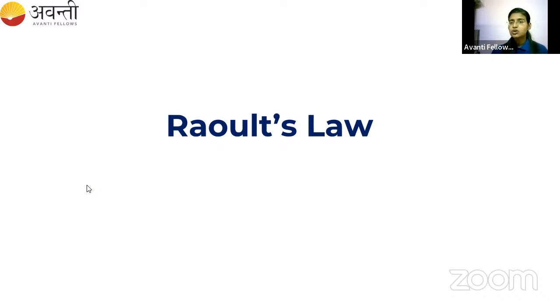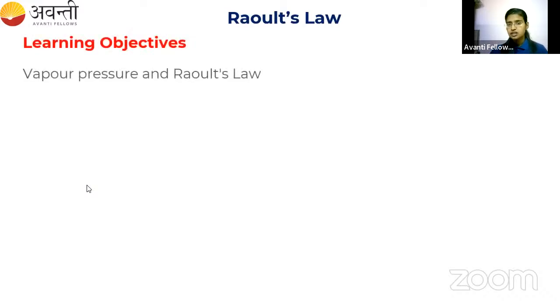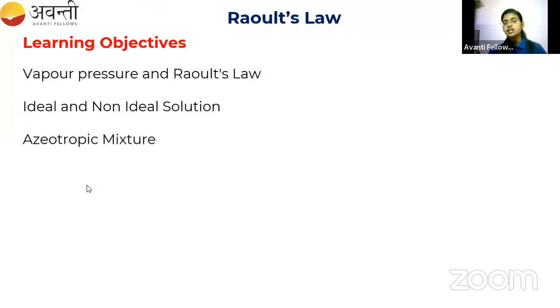So this solution lesson is actually a physical chemistry lesson. There will be some concepts, some formulas, some applications, etc. So you just need to concentrate on those things, and you have to study. Now coming to Raoult's law, the learning objectives are, we are going to discuss three things under this topic. First is the vapor pressure and Raoult's law. Then ideal solution and non-ideal solution. Thirdly, azeotropic mixture. So these three topics are going to get covered in Raoult's law.